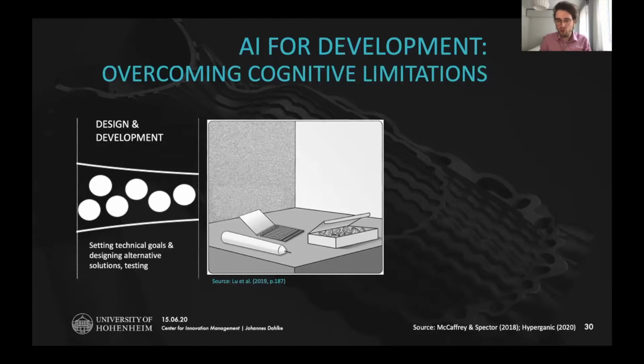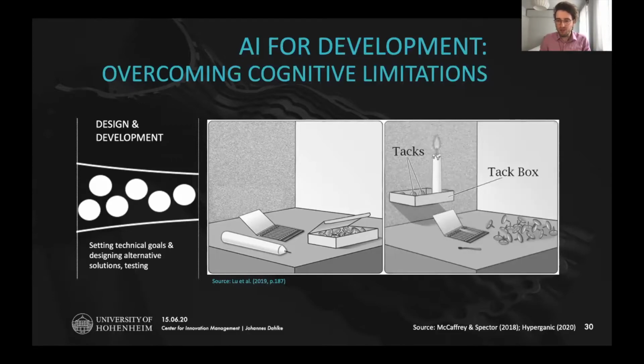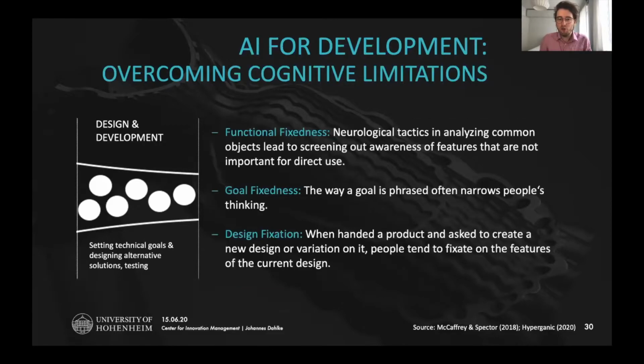However, none of these solutions really work, or they may work, but the better solution would be to simply use the tack box as a platform that you can attach to the cardboard wall using the tacks, and then put the candle into the tack box. And the reason why, statistically speaking, you shouldn't have come up with this solution is a cognitive limitation that we call functional fixedness, okay? And this basically states that neurological tactics in analyzing common objects lead to screening out the awareness of features that are not important for direct use.